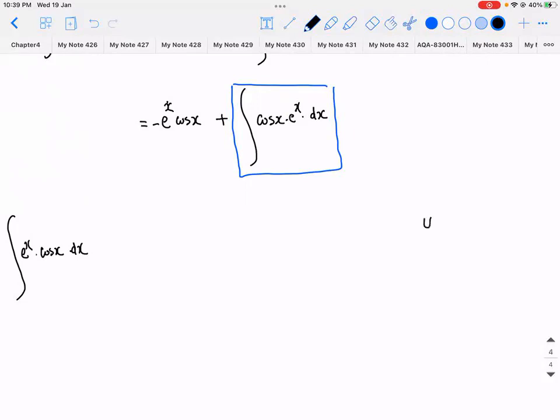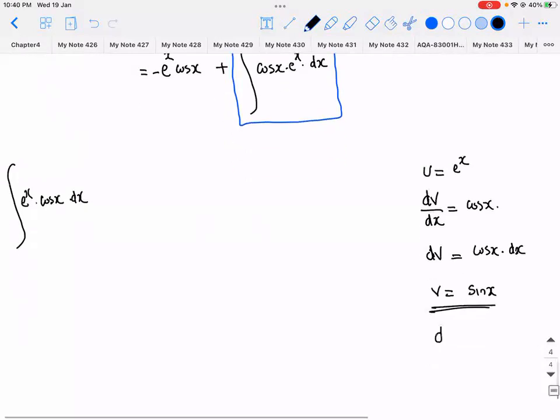So what is our u? u is e raised to x. What is dv by dx in this part? That is cos x. Therefore dv is cos x dx, and v is equal to what? If you integrate, it becomes sin x. Similarly, what is du over dx? It's still e raised to x itself. So what is the formula?